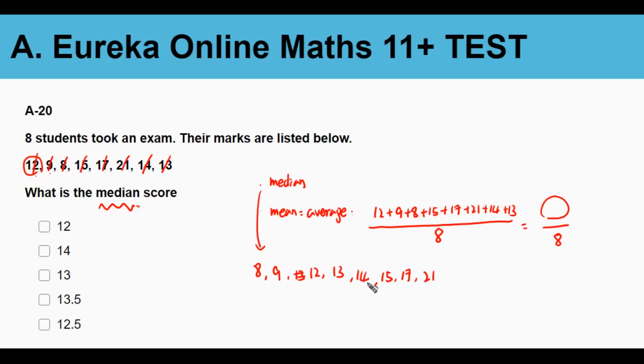1, 2, 3, 4, 5, 6, 7, 8. Yes, what is the median score? It says the median score is the middle number from the list. So which one is the middle number? 1, 2, 3, 4. 1, 2, 3, 4. Right, we have it between these two values. So 13 plus 14 divided by 2 is 13.5. So this is the median score.